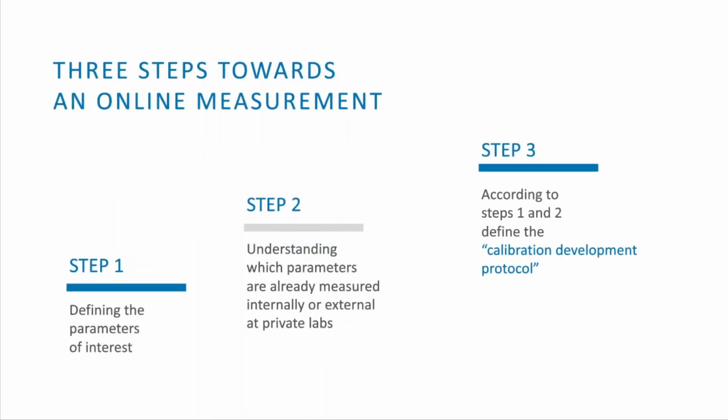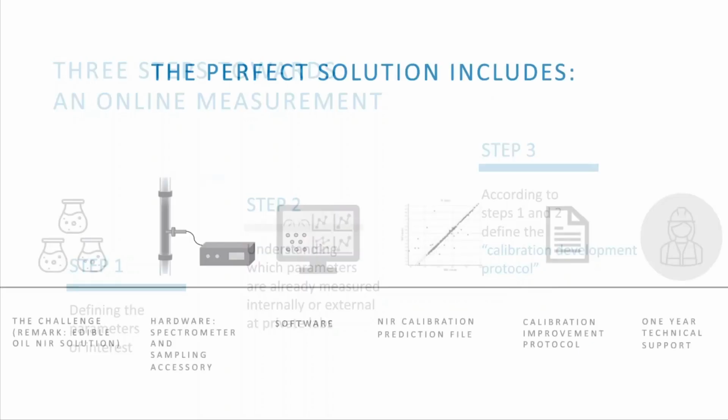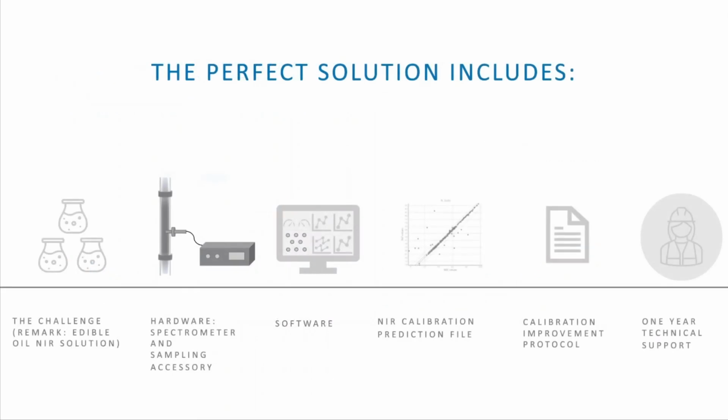Our approach to process analytical technology involves three fundamental steps. Step 1, definition of the parameters of main interest. Step 2, survey on the availability of these reference data internally or in outsourcing. Step 3, definition of the calibration development protocol. The perfect solution that allows us to change our initial question mark into an exclamation mark is represented here.